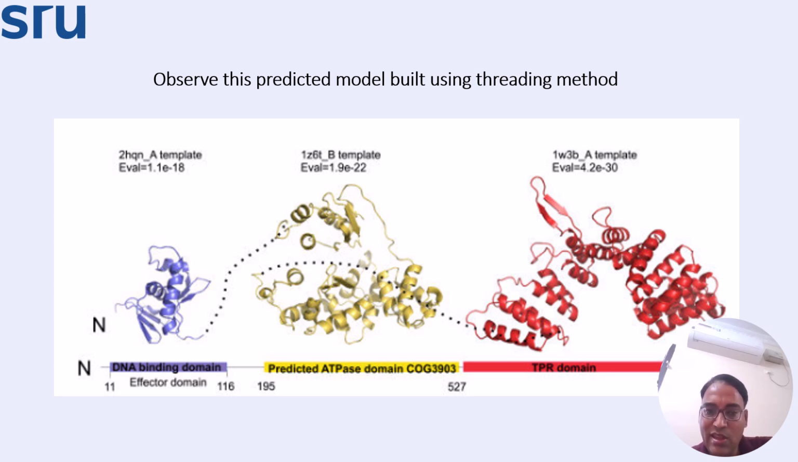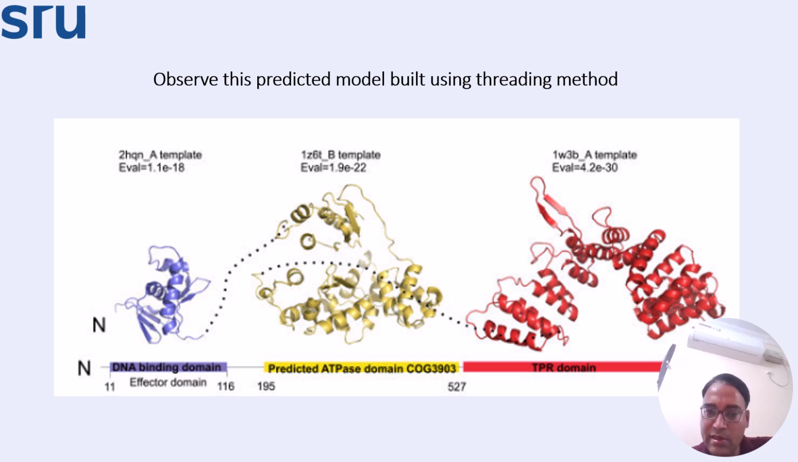Followed by the predicted ATPase domain, which I'm copying from the 1Z60B chain, with an E-value of 1.9 times e to the power minus 22. That was the value of comparison. All these are separate comparisons in the PDB using HMM. I'm taking this part from 2QNA, this is the 1Z60B chain, then the 1WHB A chain. I'm copying this template domain information, the TPR domain, and lastly I will combine it here.